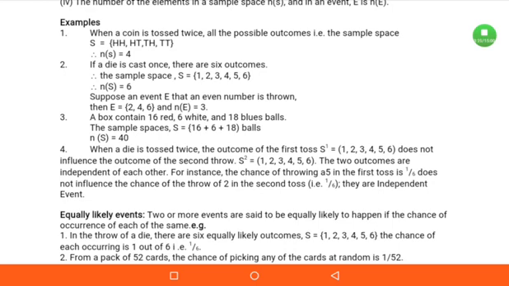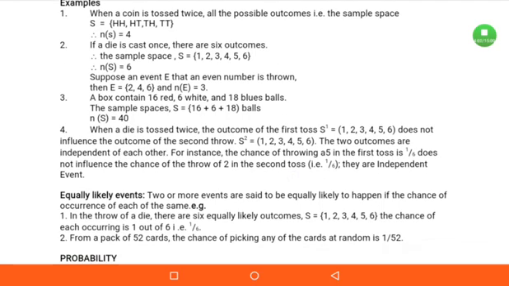Now, when you toss the coin twice, you have the first one showing a head and the second one a head, or the first one showing a head and the other one a tail, or the first one showing a tail and the other one a head, or the first one showing a tail and the other one a tail. So you have 4 elements in the sample space. Can you see? So when a coin is tossed twice, all the possible outcomes, that is the sample space, is a set containing all possible outcomes. Sample space S is a set of HH, meaning head head, HT, TH, or TT. So therefore, the number of elements in the sample space, n(S), equals what? 4. Therefore, n(S) is 4.